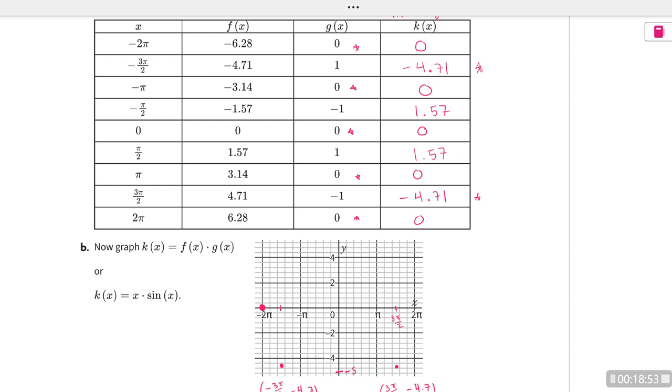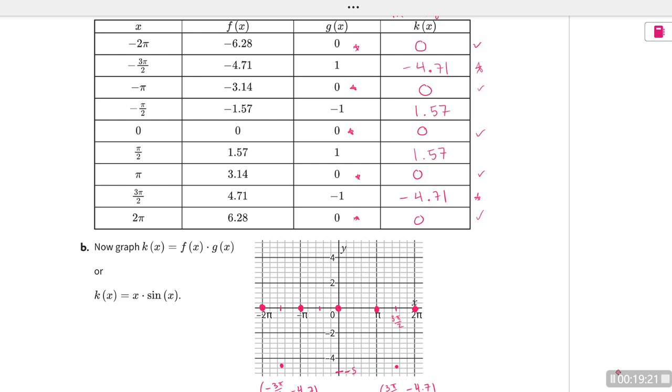So those two are already plotted. Let's plot all our zeros as well. So we have negative 2 pi, 0. We also have negative pi, 0. And we have 0, 0. We have pi, 0. And we have 2 pi, 0. So all our zeros are done. And now we only have negative pi over 2 and about 1.57 left.